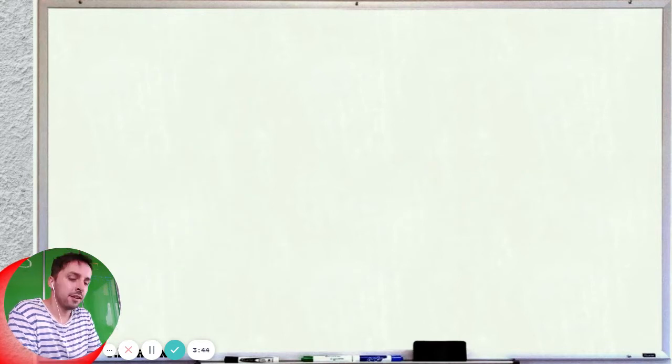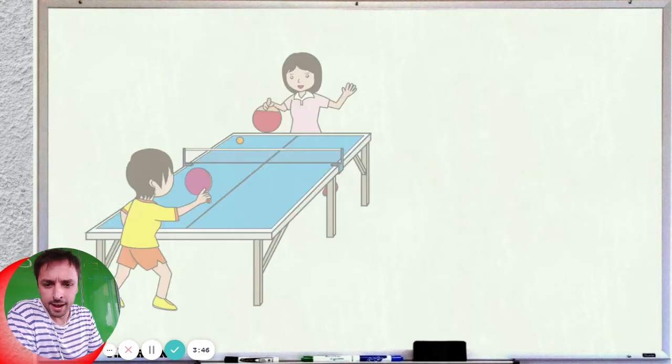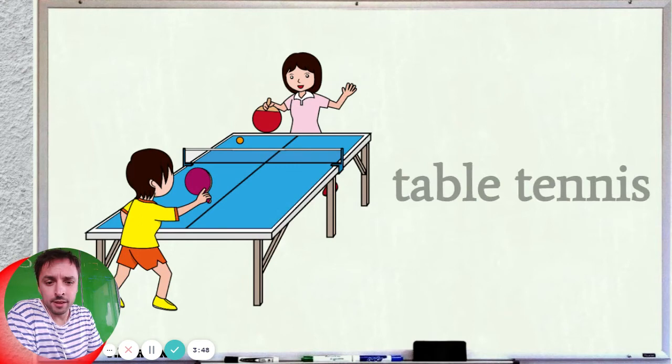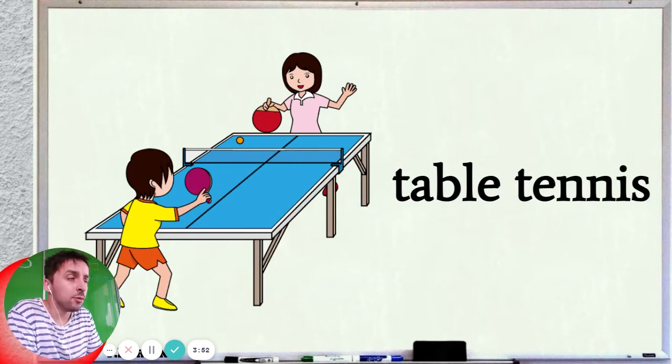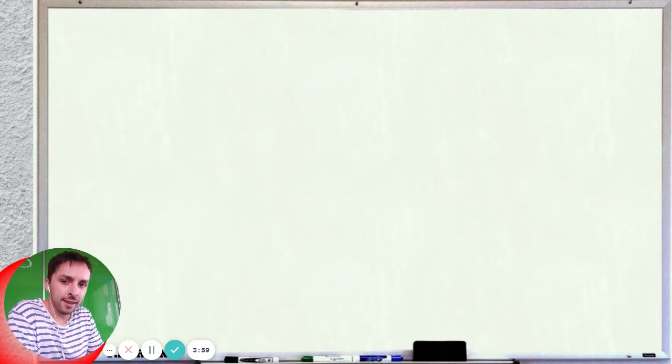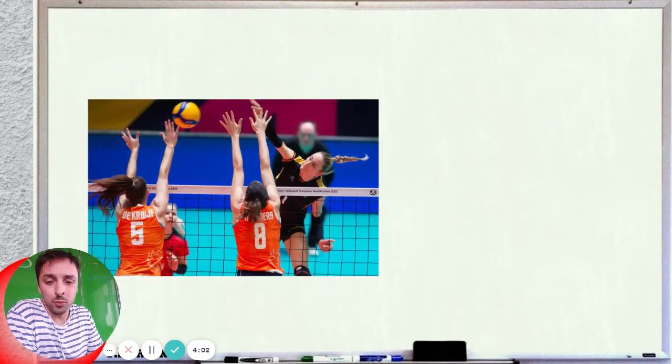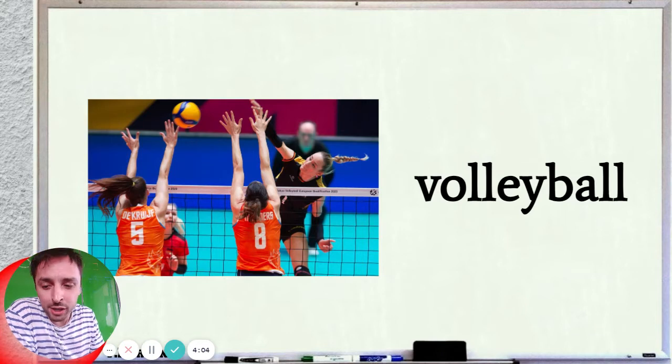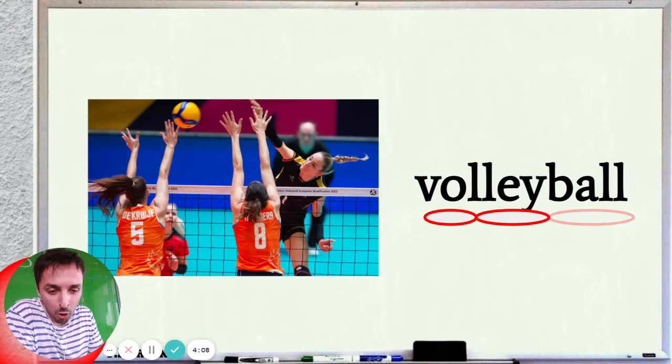2 sounds. Okay, and what's a big one? Table tennis. 2 words. Table tennis. 4 sounds. Okay. And last one, we have volleyball. Volleyball. 3 sounds.